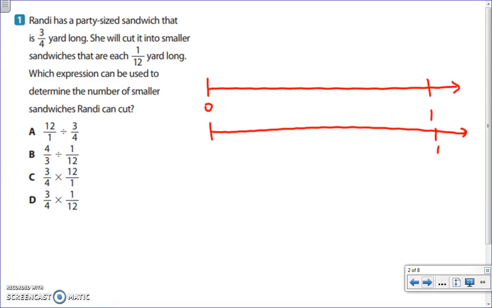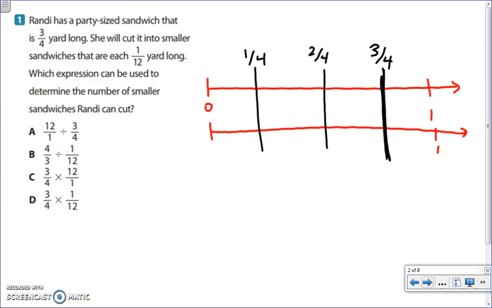So go like this. That should be close at least. So we have 1/4, 2/4 or 1/2, 3/4. And I know that this is how long my sandwich is right here. That's exactly how long it is.